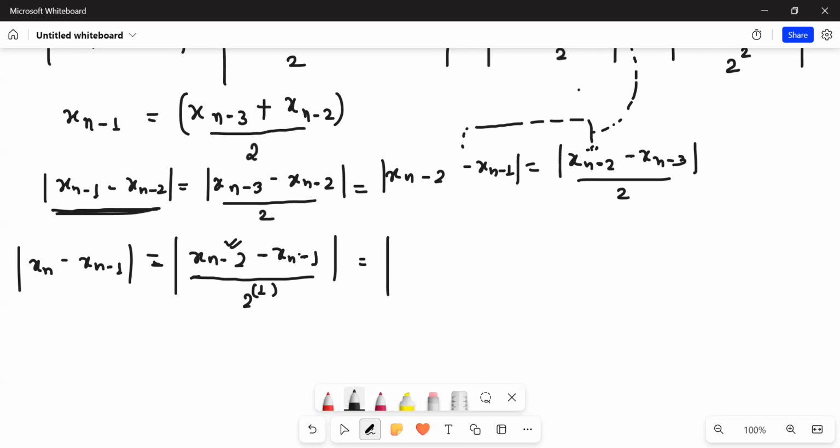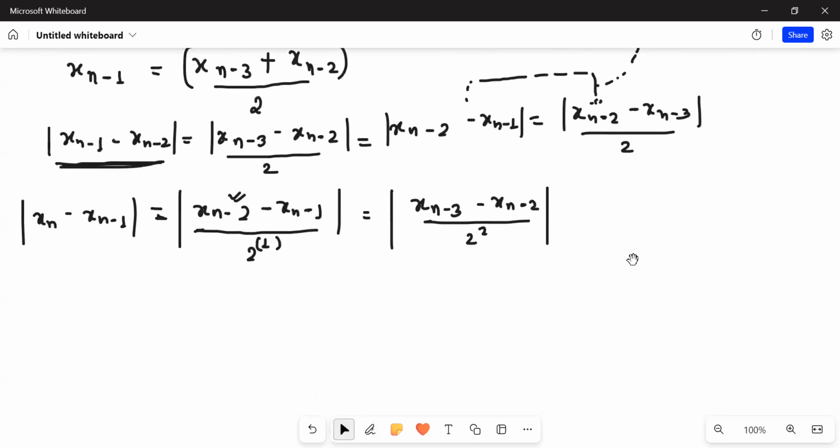So xn minus 2 minus xn minus 1 means what? When I add 1 to this index, I'll get n minus 1. Similarly, if I write xn minus 3 minus xn minus 2, I'll get it divided by 2 square. Is that clear? Yes or no?